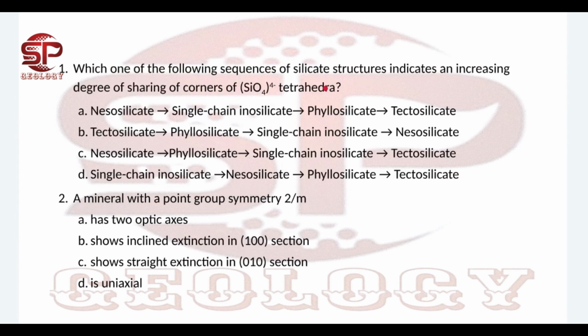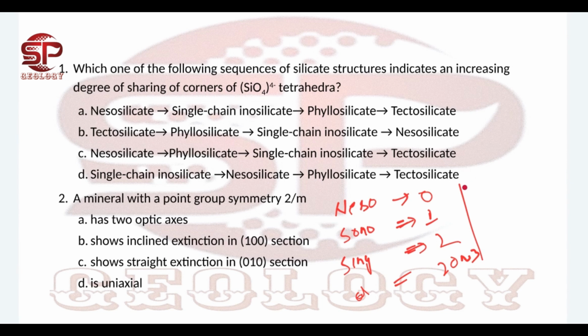Then which of the following sequences of silicate structures indicates an increasing degree of sharing of corners? So we have 6 silicate structures, neso, which shares 0. Then soro, it shares only 1 oxygen. Then ino, single chain will share 2 of its oxygen. Then double chain it will share 2 or 3. Then cyclosilicate it will share 3. Then phyllosilicate or sheet silicate it will share 3.